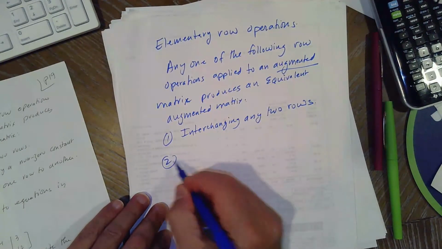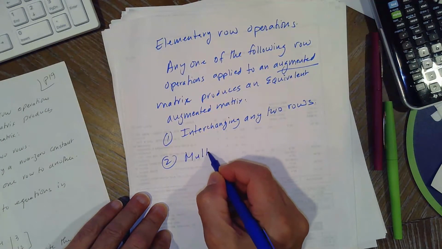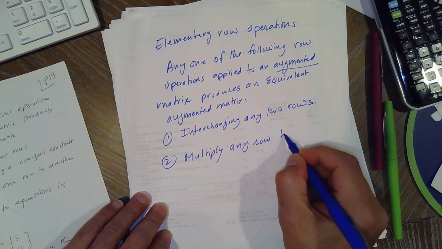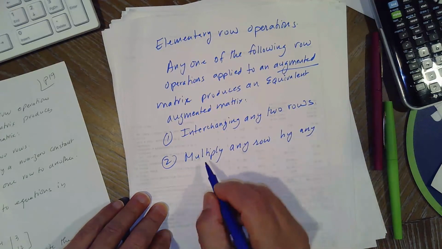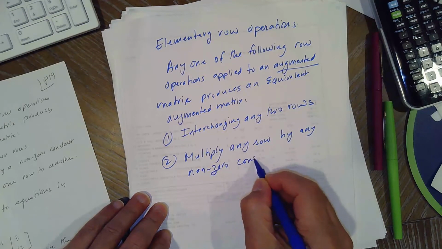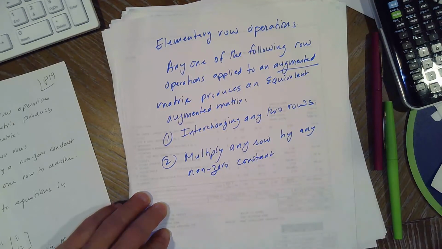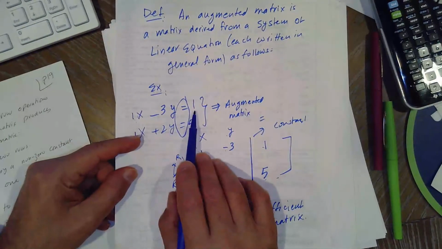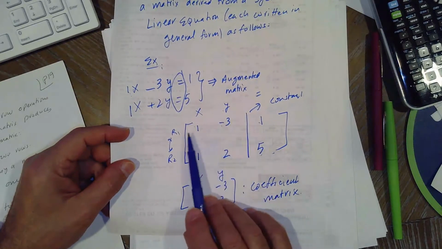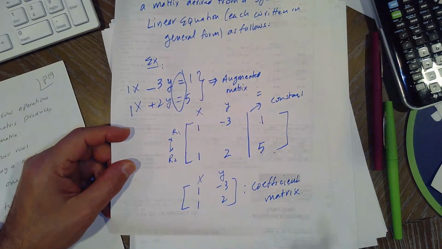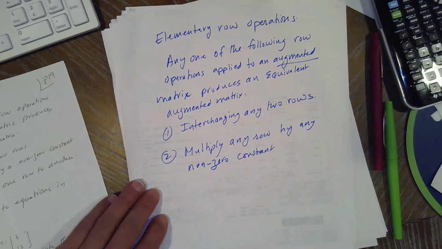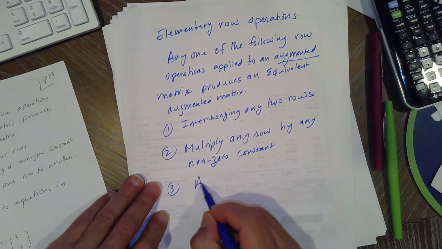If you multiply any row by any non-zero constant, because we can multiply any equation of a system of equations by any number we want. Same thing, a row. We can multiply any row of an augmented matrix by any constant we want. That's not going to change the matrix. And then adding a multiple of one row to another row.